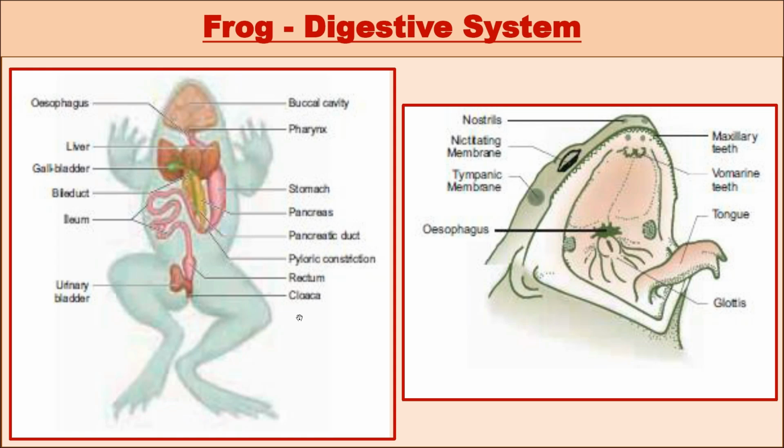The digestive system of frog. It consists of the alimentary canal. The alimentary canal has the buccal cavity in the anterior end, pharynx, esophagus, stomach, duodenum, ileum, rectum and cloaca. It leads to the cloacal aperture. The mouth is wide and it opens into the buccal cavity.